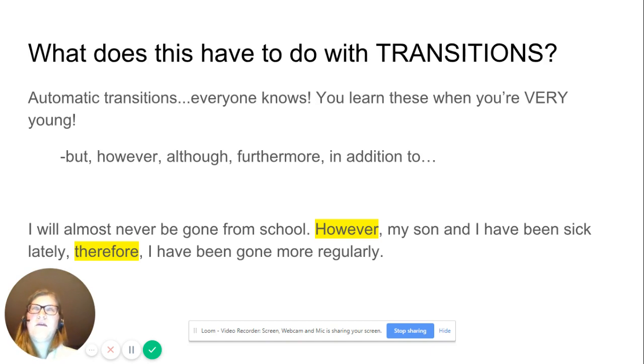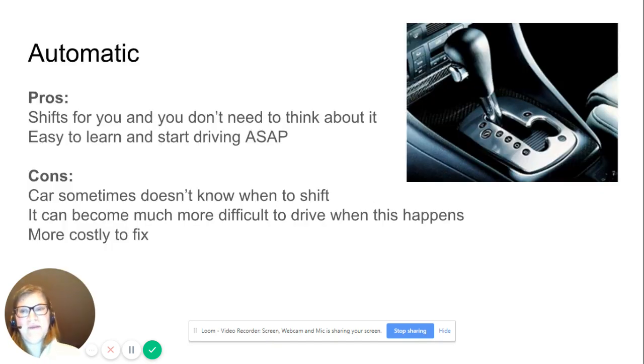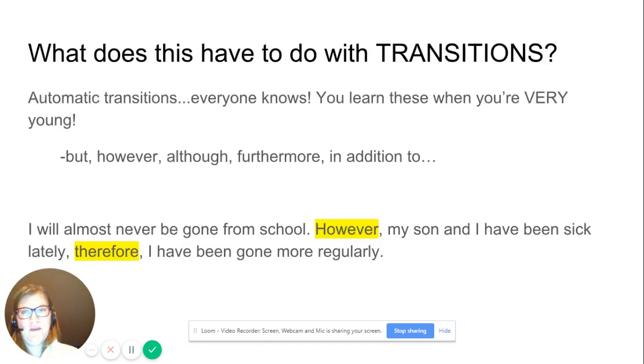And so, let's now talk about how this relates to transitions. If an automatic transmission is easier to use, that's what an automatic transition is. Everybody knows these. You use these transitions all the time. So for example, here's some: but is an automatic transition. However is an automatic transition. Although, furthermore, in addition to.